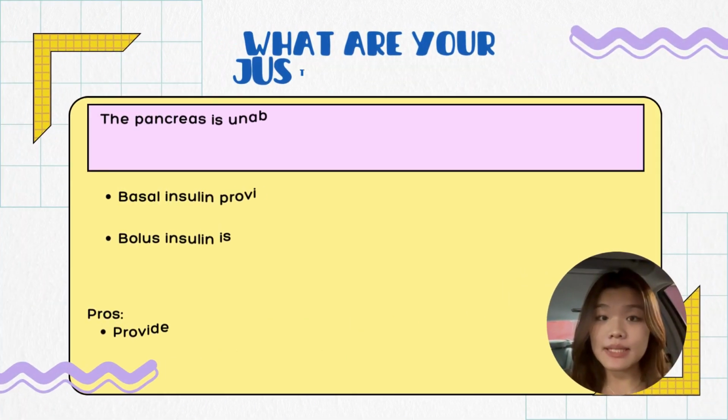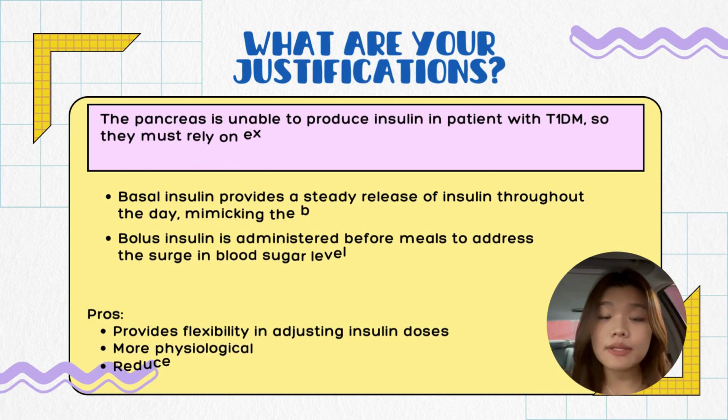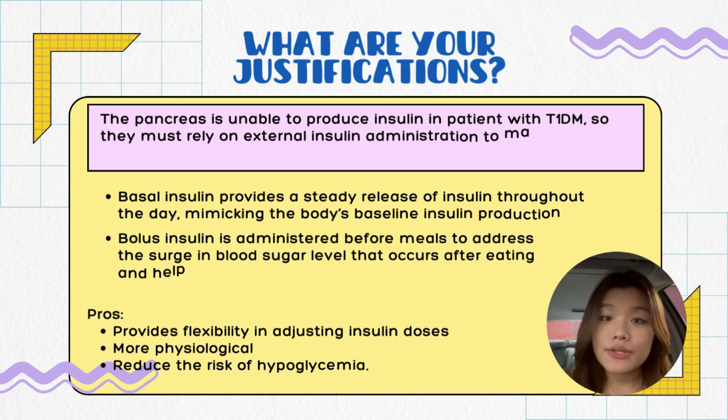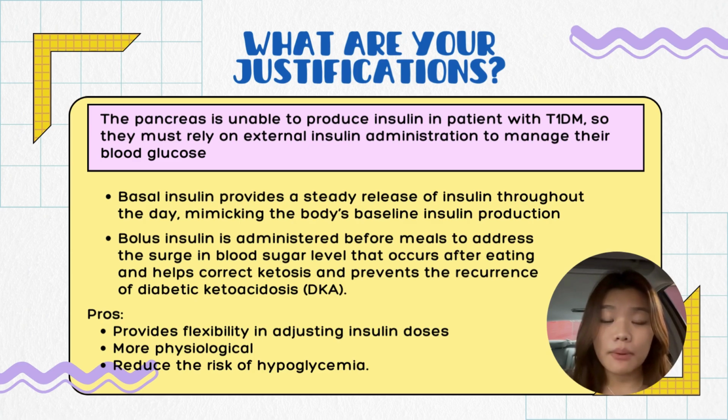Type 1 diabetes is a condition where your body attacks your own pancreas, hence your pancreas cannot produce enough insulin, so insulin must be administered for the patient. There are two types of insulin that can be given. The first one is the basal insulin, which provides steady release of insulin throughout the day, mimicking the body's baseline insulin production. The second one is the bolus insulin, which is administered before meals to address the surge of blood glucose after eating. Its doses can be adjusted depending on what you have eaten.